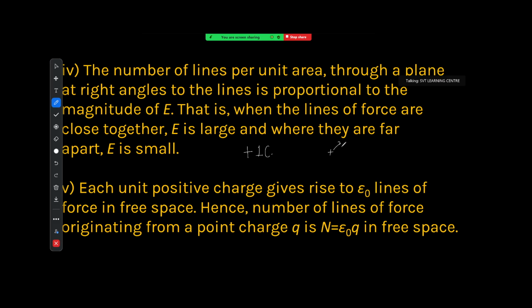And our electrical field lines are going away from it. The question is, how many electrical field lines will be going out of this? The total number of electrical field lines going out will be equal to sigma. That means if your charge is 1 coulomb, the number of electrical field lines will be equal to epsilon naught. So if your charge is Q, then the number of lines will be equal to epsilon naught into Q.